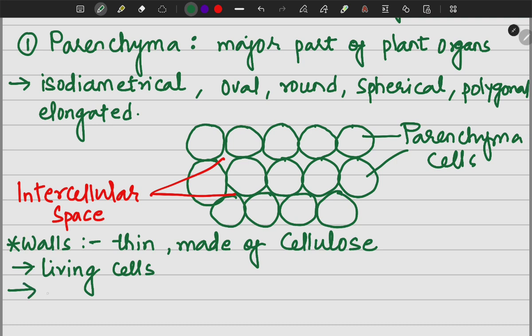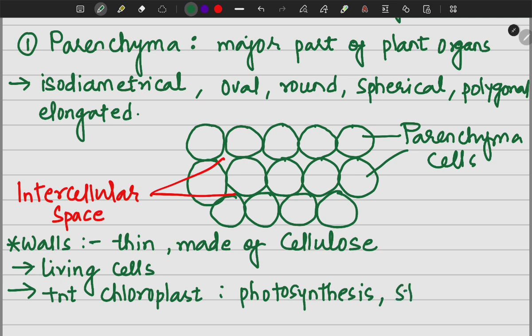Alright, and these cells have chloroplast, so chlorophyll is present. And they are involved in the function of photosynthesis, storage, and secretion. Because they are living cells, they will help in the storage of food and secretion of different types of plant materials or plant products. Alright, so this was about the first type of simple permanent tissue, which is called the parenchyma, and these are some of the important points about it.